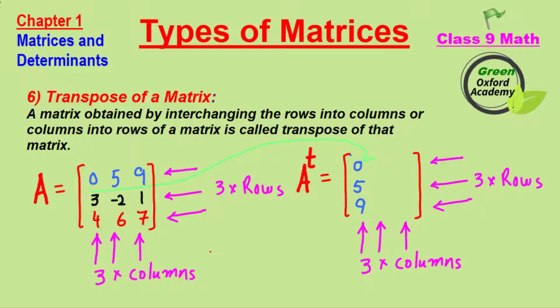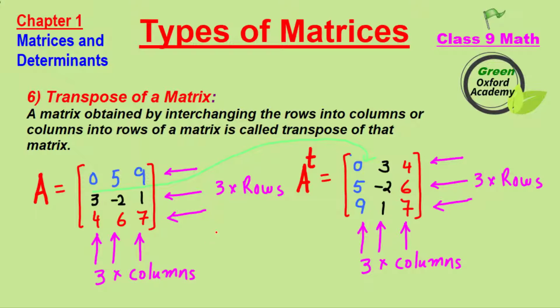Similarly, I'm going to place the elements of the second row, which are 3, -2, and 1, into the second column of matrix AT. I have just placed the elements of the second row into the second column. Now I'm going to place the elements of the third row of matrix A into the third column of matrix AT. The elements are 4, 6, and 7. Now it's done. So the matrix AT is the transpose of matrix A.